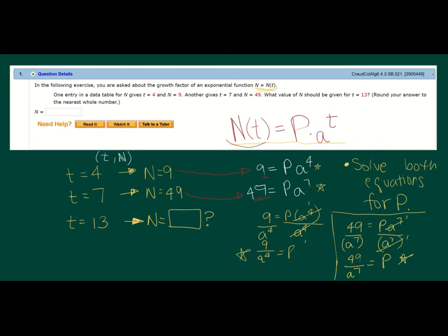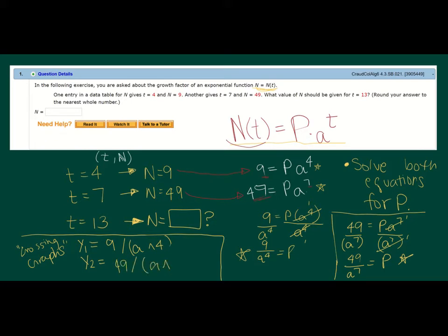To use the crossing graphs method, what we need to do is type y1 equals, let's separate this out here now that we're moving into the crossing graphs method. Okay, we learned this in 2.4 if you need to go review this method. We're going to type in 9 divided by a raised to the 4th power. Our y2 in our calculator will be 49 divided by a raised to the 7th power.